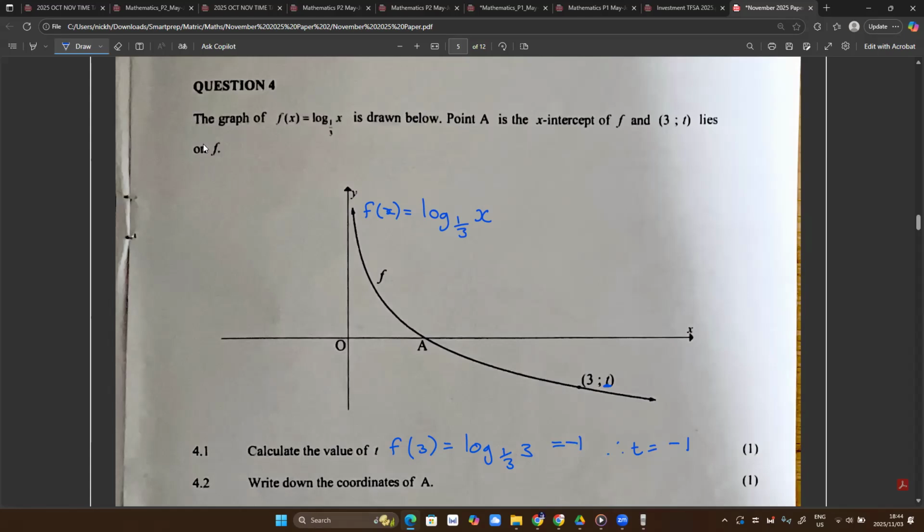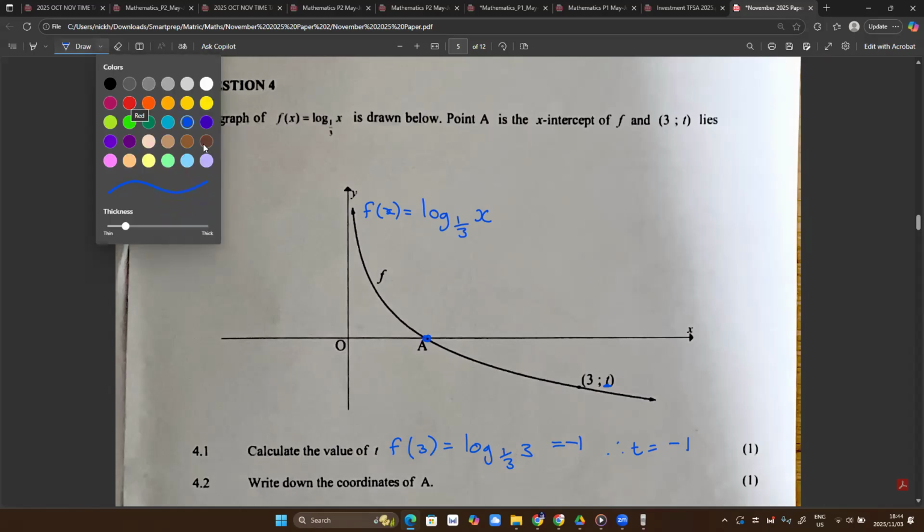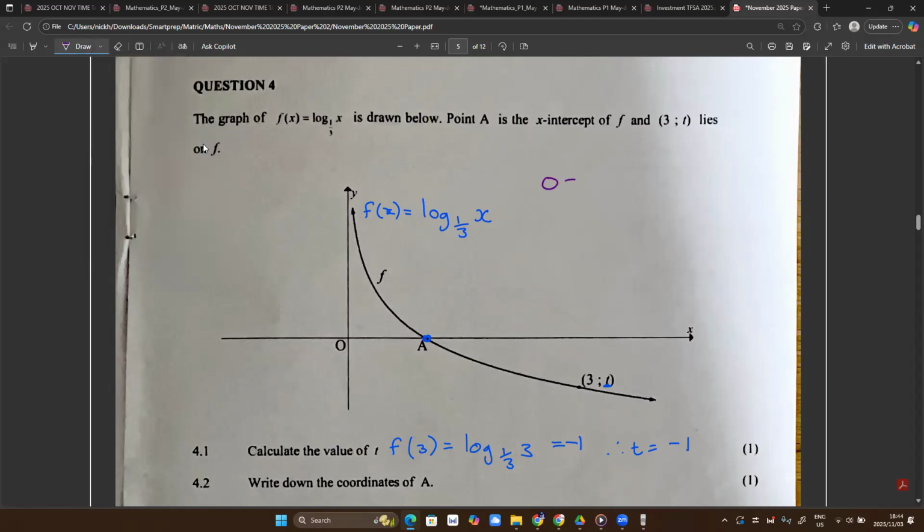All right, write down the coordinates of A. So the coordinates of A is the x-intercept. So that is where y is equal to 0. So I'm going to do 4.2 here. Let's do it in a different color just to be a bit fancy. So 0 equals, so this is 4.2 we're doing here. 0 equals log 1 over 3 x.